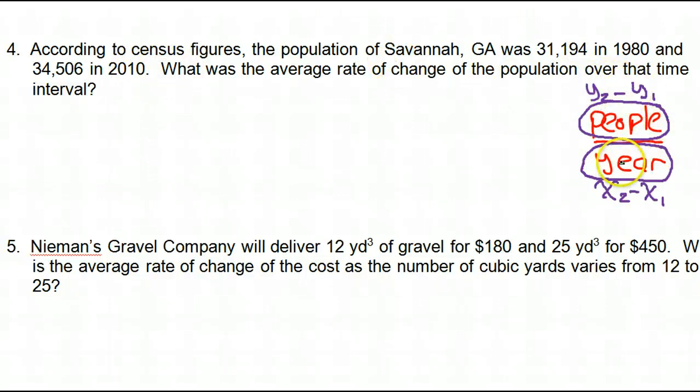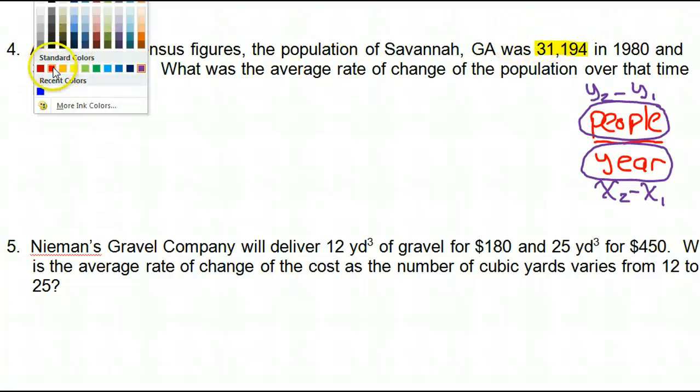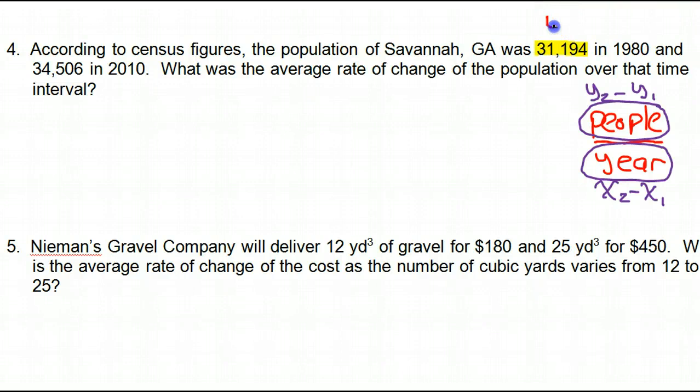So let's look at the people and the years. So first we have 31,194. All right, this is people. So is this an x value or a y value? Okay, let's see. People, that's going to be a y value. Do you understand what I'm saying? So people are a y value. So I'm going to call this y1. We're talking people per year. People are y, year is x.